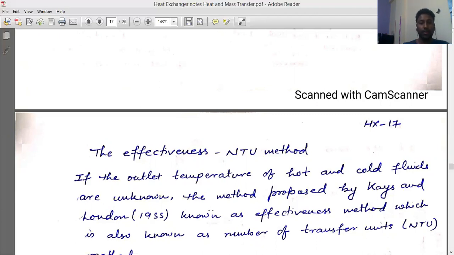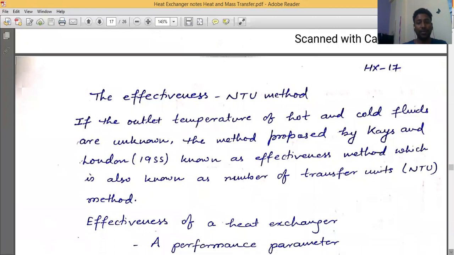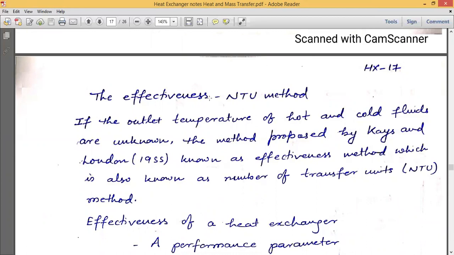Today we will learn about the effectiveness method. In the previous lecture we learned about the LMTD method. So in this section we are going to analyze the effectiveness NTU method.